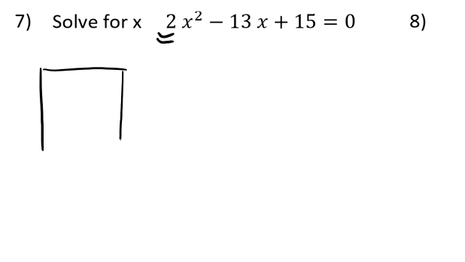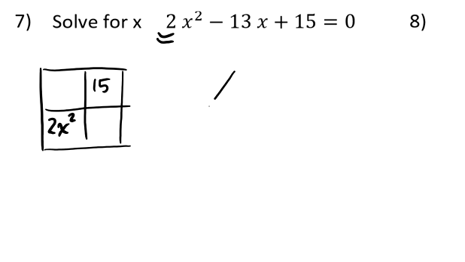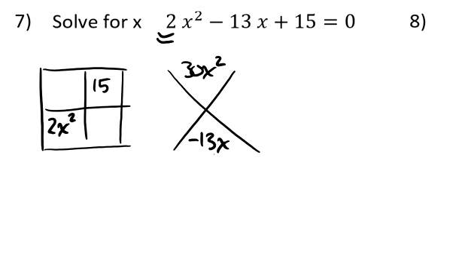So I will start with a generic area model and a diamond problem. For this I have 2x squared and 15 on one diagonal. That has a product of 30x squared, and I need to find values for the other diagonal in my generic area model that also have a product of 30x squared, but they have to add up to negative 13x. So that's the diamond problem, right? Find two expressions that have a product of 30x squared and a sum of negative 13x.